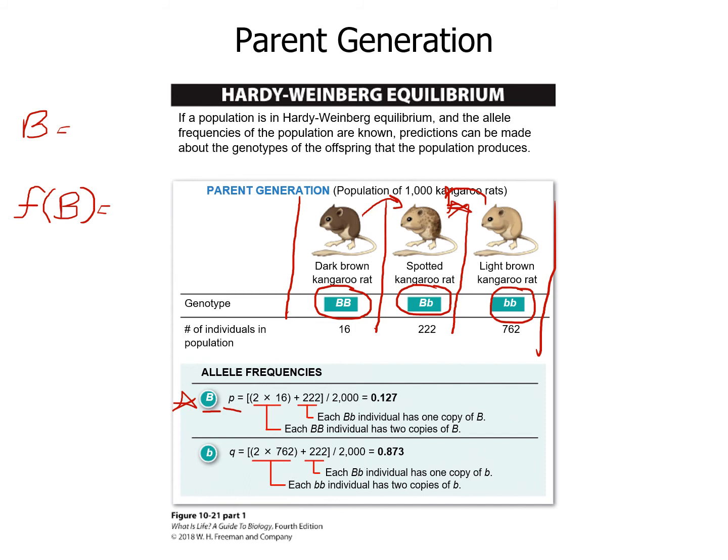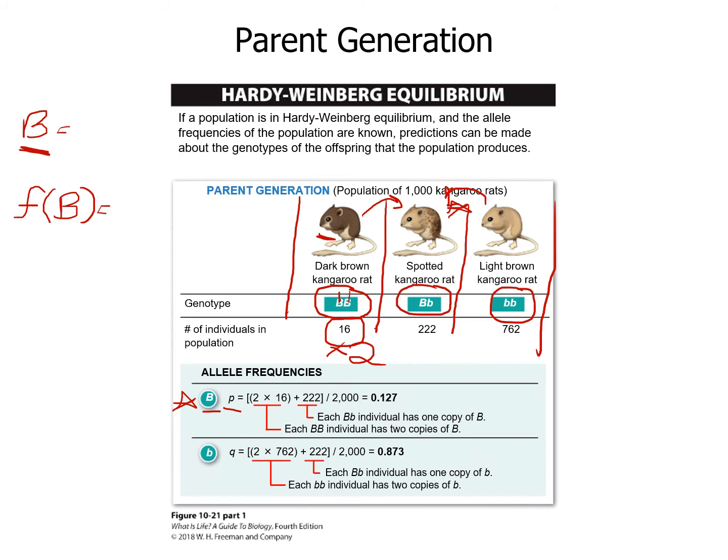So from here, we need to figure out how many capital B's or dominant alleles we have in the whole population. How we get this is we take this number, 16, and we want to multiply it by 2. And the reason we want to do that is because each one of these individual kangaroo rats have 2 alleles. So they have 2 capital B's, 2 dominant alleles. So we want to take 16 and multiply that by 2, which is going to give us 32.